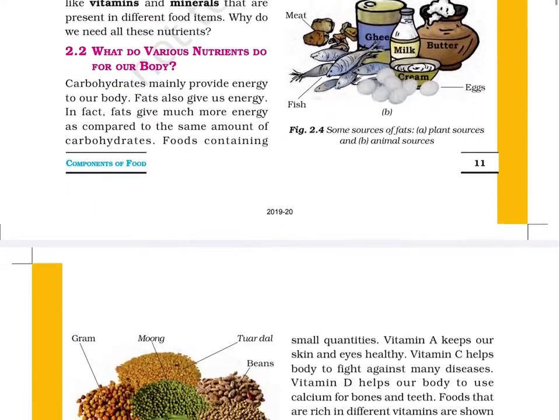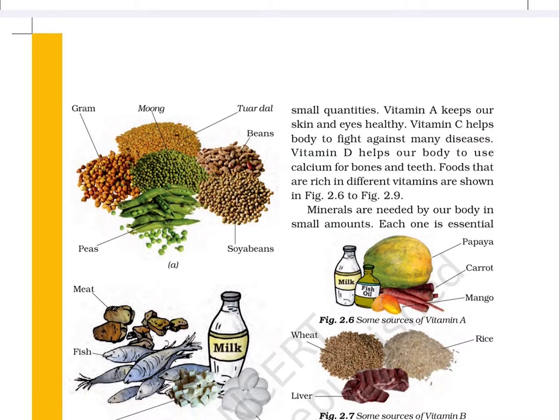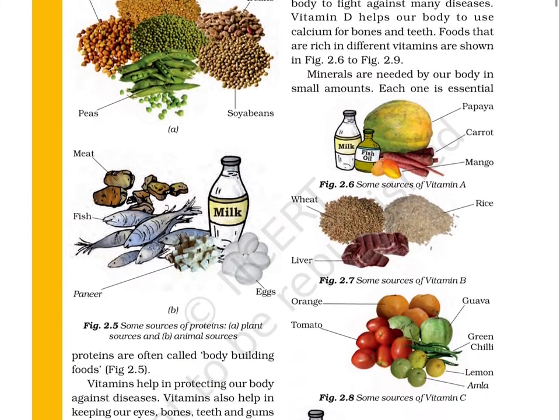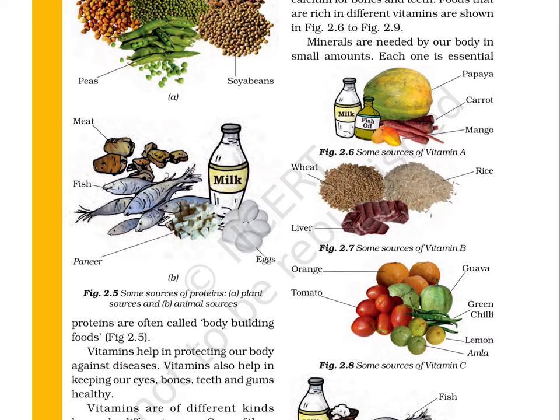Page 12. Foods containing proteins are often called bodybuilding foods, as shown in Figure 2.5. Figure 2.5. Some sources of proteins. Figure A. Plant sources, which shows peas, gram, moong, tur dal, beans, soya beans. Figure B shows animal sources: fish, meat, milk, paneer, eggs.